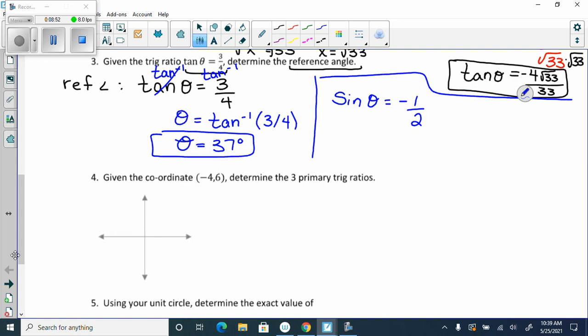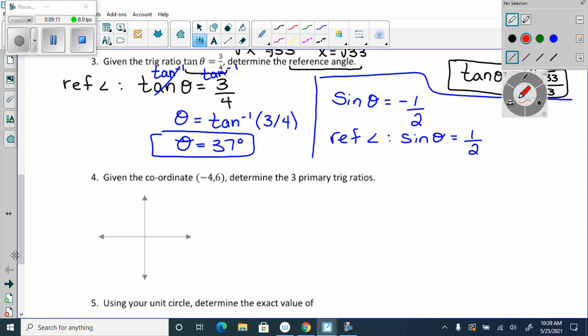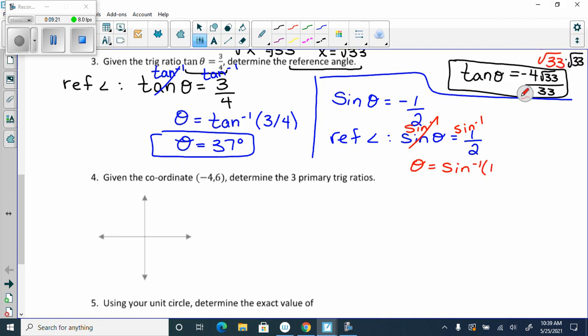To do the reference angle, are we allowed to use the negative? No. So to get to the reference angle, the very first thing we're going to do is go sine theta equals 1/2. The -1/2 makes a difference later when we go to actually find the angles, but right now we're just doing the reference angle. And then we're going to do sine -1. And so we get theta equals sine -1 of 1/2. Which is what degree? 30.